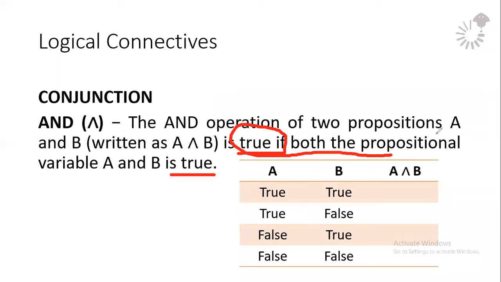True daw siya kapag parehong true. Hindi parehong true, false. Okay, so that is the truth value for conjunction. So if titingnan natin sa truth table, you're familiar with truth table, ginawa natin yan last semester.